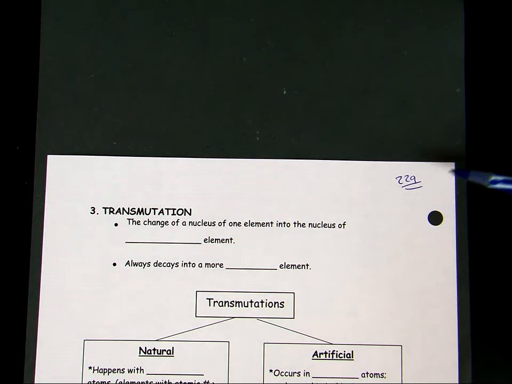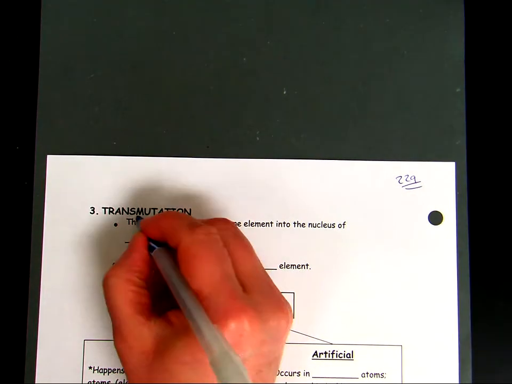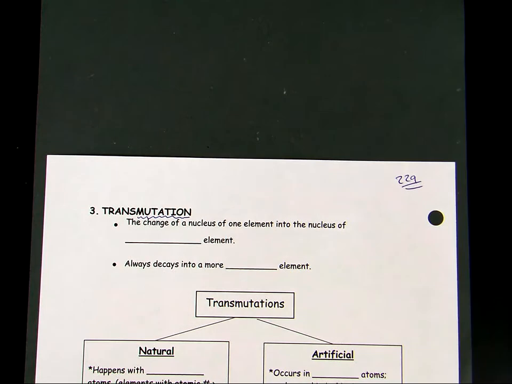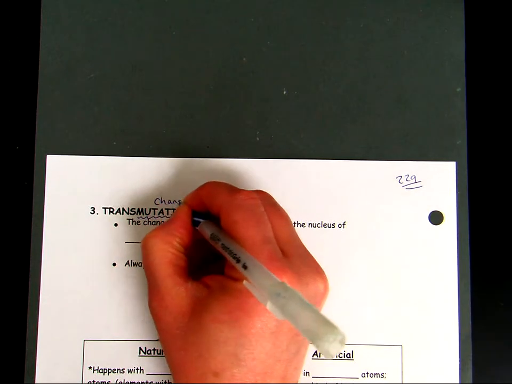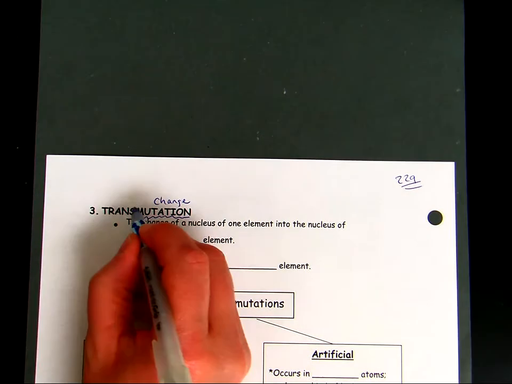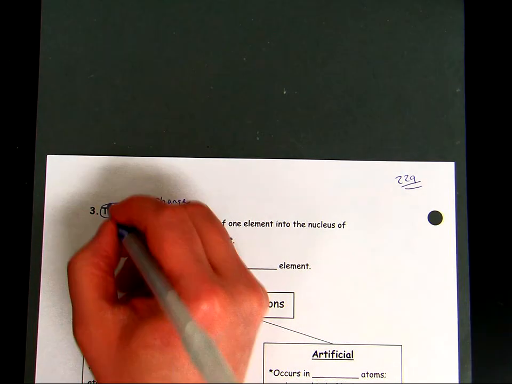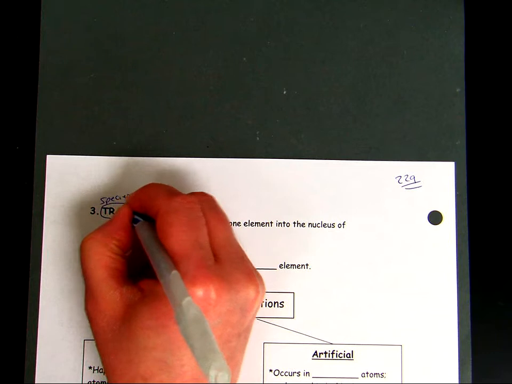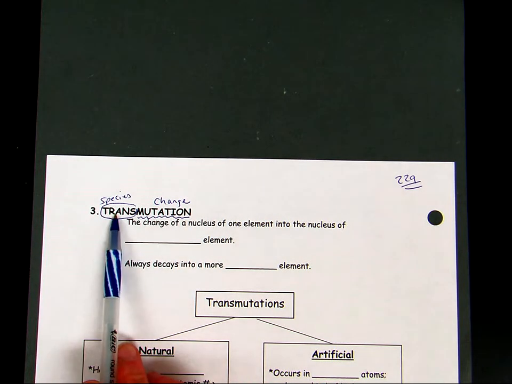Nuclear Notes, page 229. So we have this term transmutation. You should be familiar with the term mutation, especially from living environment, and it entails the idea of change. And when we put trans in front of it, trans in this case would represent the idea of species. So a transmutation is a change in the species.